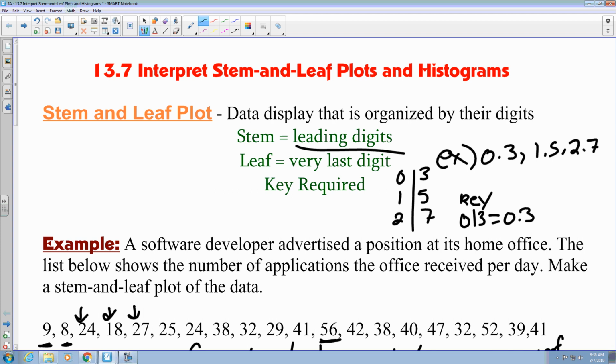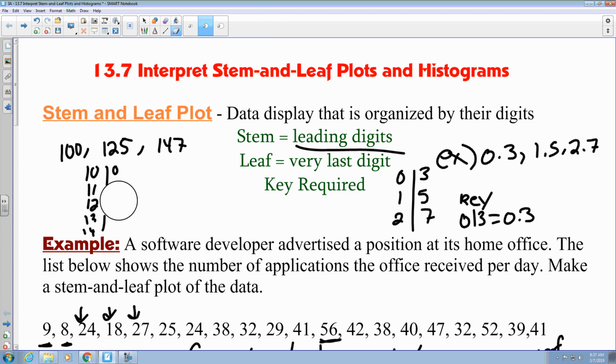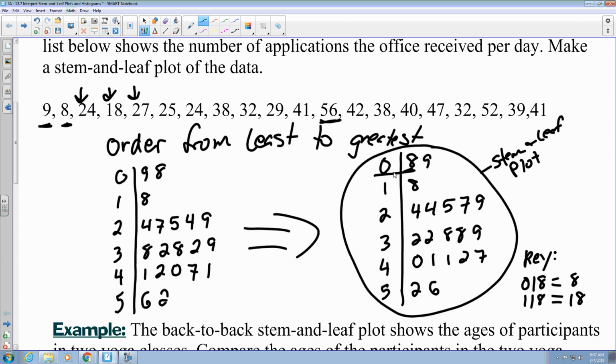If you're looking at something that's larger, like say we had 100, 125, and 147, something like that. You can go 10, 11, 12, 13, 14, and say that this was 0, this was 5. I'm sorry, the 2 goes with the 12, and then the 7 goes down here. So then when you write your key, you know that, oh, now we're dealing with hundreds. So that's what the key is supposed to help you with.